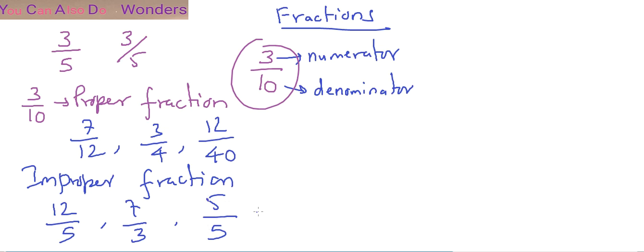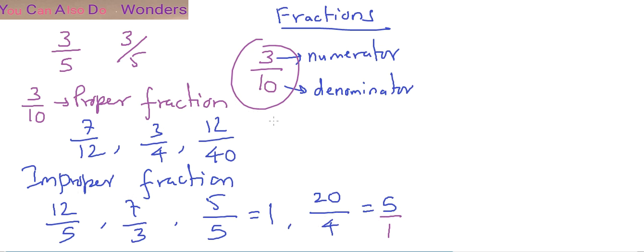See, 5 by 5 is 1. So this is also an improper fraction. So even 20 by 4, which is equal to 5, is an improper fraction, because 5 can be written as 5 by 1. So these are all examples of improper fractions, and any improper fraction can be written as a mixed fraction.